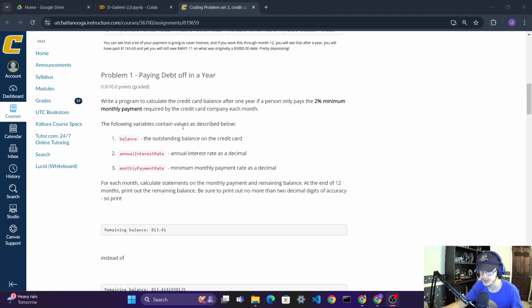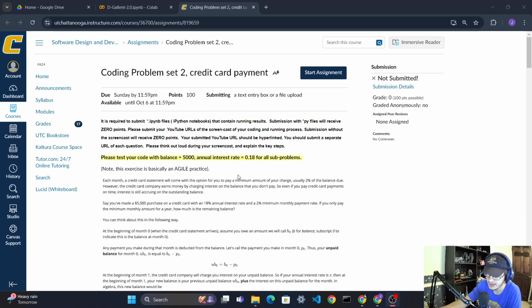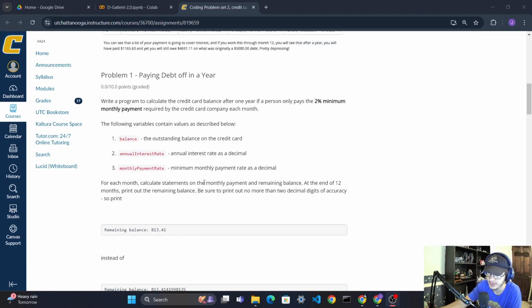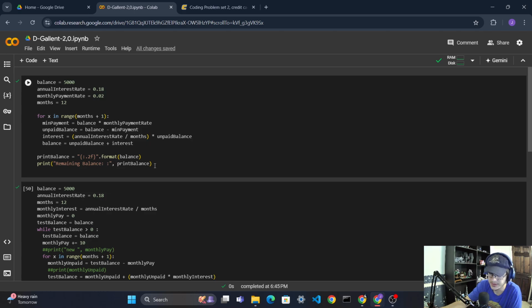For our first problem, we need to write a program to calculate the credit card balance after 1 year if a person only pays 2% minimum monthly payments with a balance of 5,000 and an annual rate of 0.18. So with those, here's my answer to that.